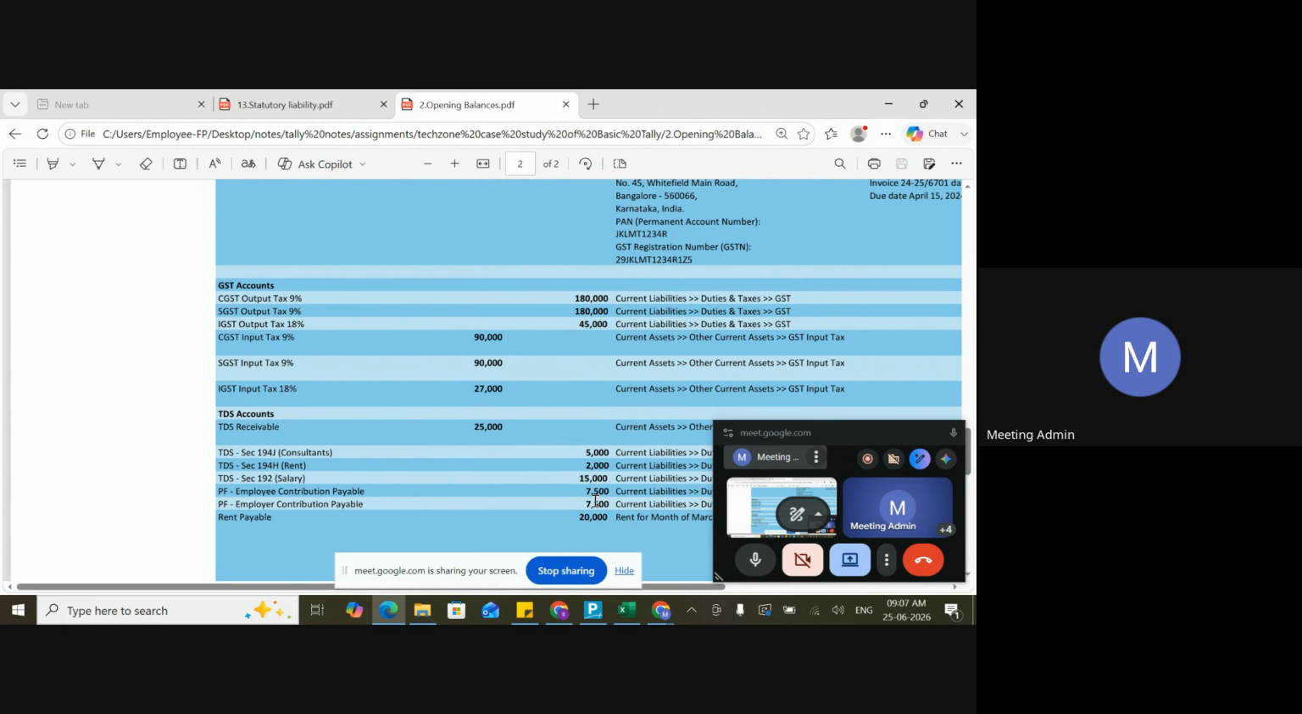Clear? Yes, ma'am. What about others? Venkatesh, clear? Abdul, Hisham, and Sohan, clear? Okay, so this is the PF. Understood about the PF? Yes, ma'am. Okay, now we will do the PF entry.